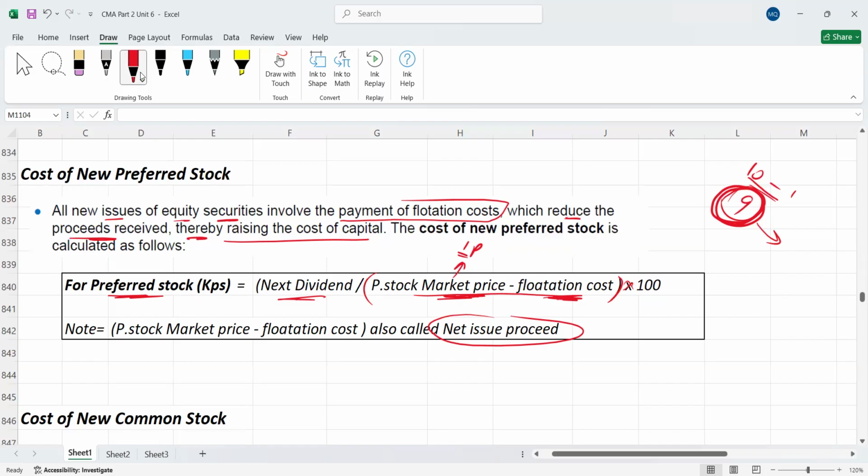So this is the second formula, because quickly I'll complete the concept and we'll move to the questions and we will see how questions will be tested.